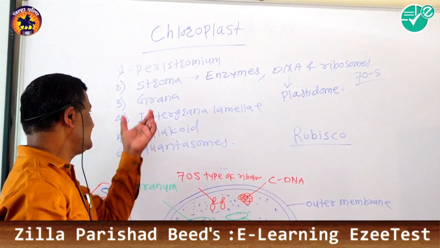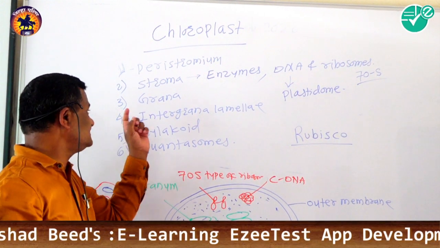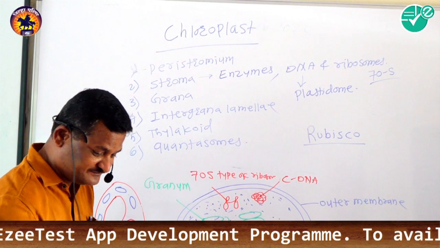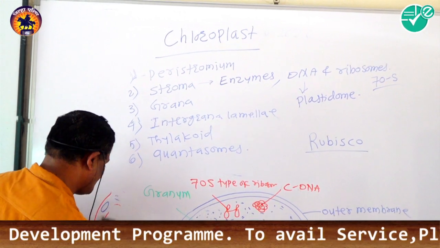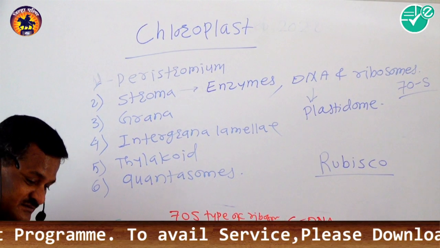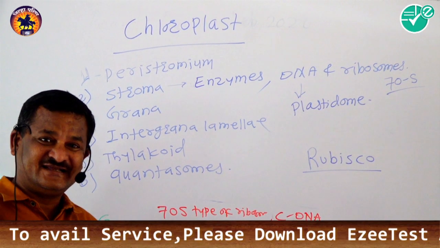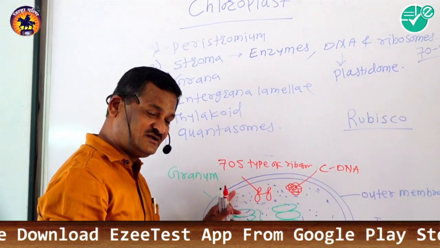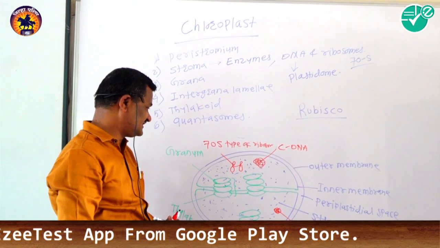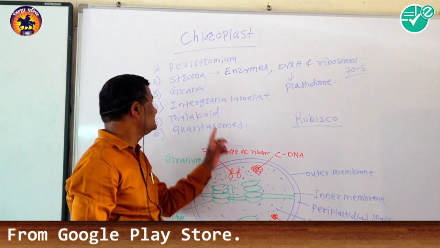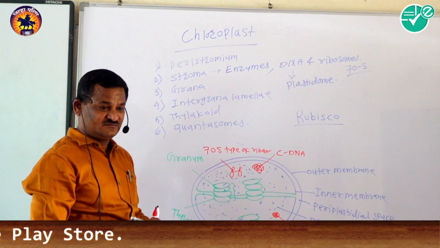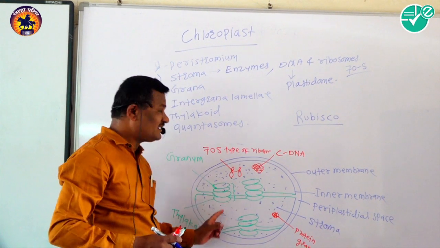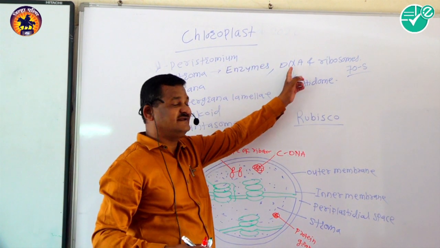Now we are going to another part of the chloroplast, the grana. In the stroma, small green granular structures are present. Small green flattened sacs present in the stroma of the chloroplast are called grana. Stroma is the colorless substance. Stroma contains enzymes, DNA and ribosomes.